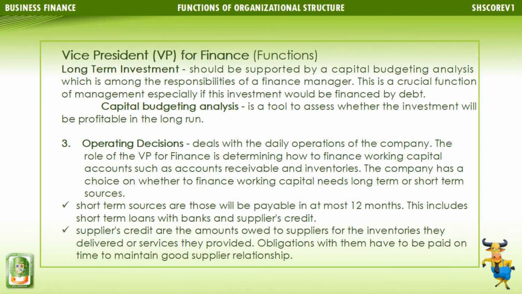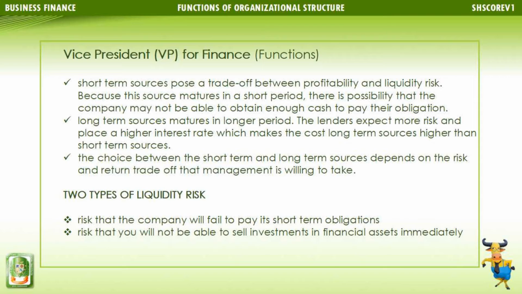Suppliers' credit are the amounts owed to suppliers for the inventories they delivered or services they provided. Obligations with them have to be paid on time to maintain good supplier relationships. Short-term sources pose a trade-off between profitability and liquidity risk. Because the source matures in a short period, there is a possibility that the company may not be able to obtain enough cash to pay their obligation.